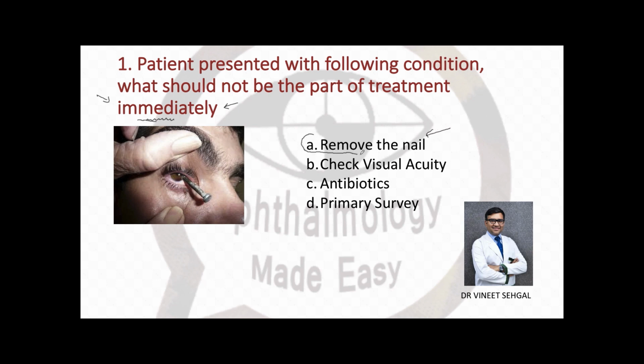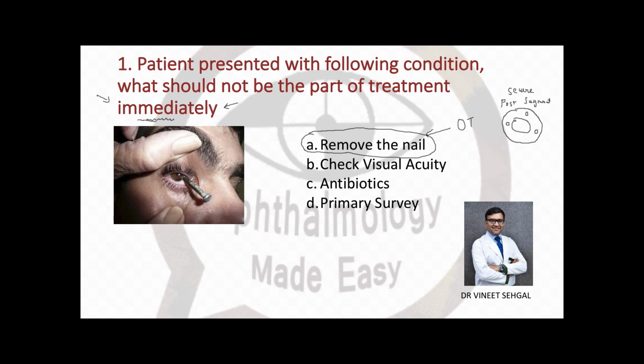This modality, removing the nail, should not be done in the open setup. It should be only done in an OT. How to do it? Let's say this is your eye, this is your cornea, and this is the surrounding scleral port. So what we do is we make three ports like a vitrectomy, and then we secure the posterior segment. We put fluid inside the posterior segment so that when we have to remove the nail, the posterior segment does not collapse.